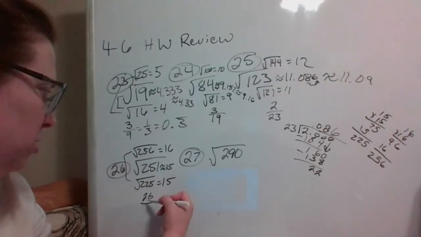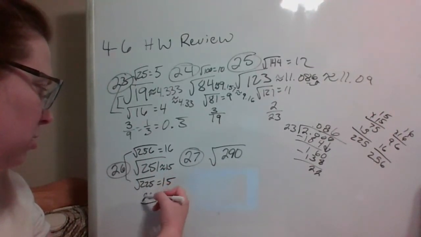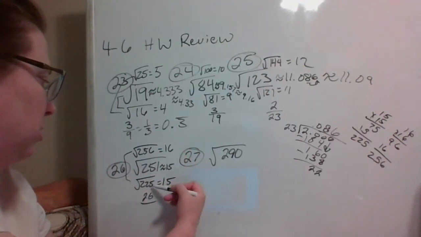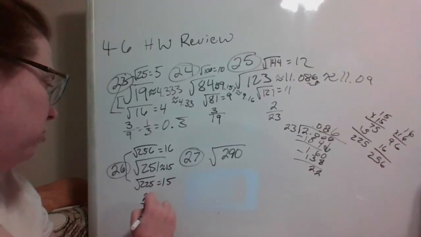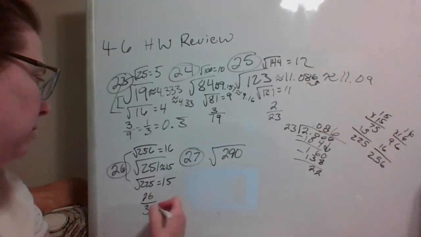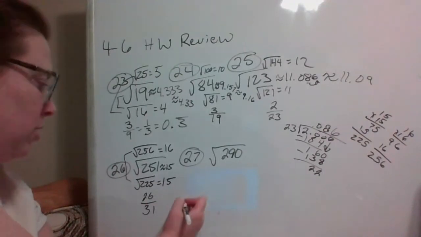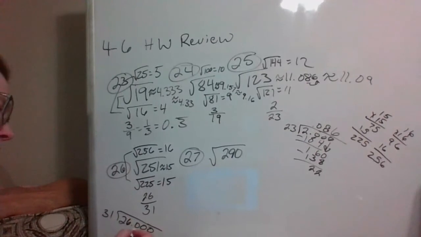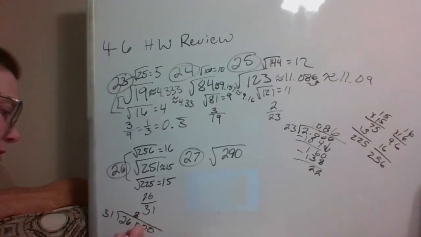something about that didn't make sense. That's right. Okay, and then 256 minus 225 would be 31. So then we need to do 26 divided by 31. And that's going to be 8.